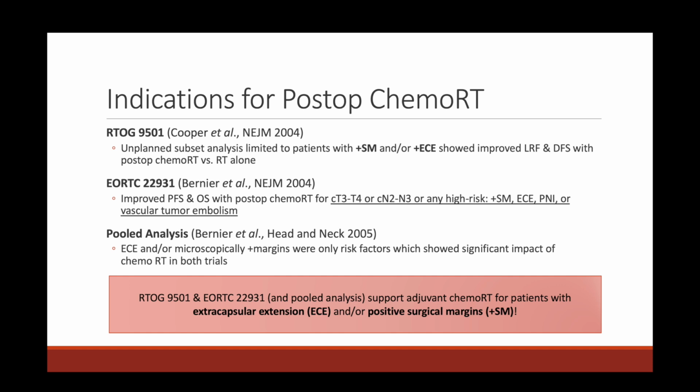And again, nothing in medicine is black and white, so the decision to add concurrent chemotherapy is very nuanced, and if there is significant perineural invasion or any of those other high-risk factors that were shown in EORTC 22931, again, a multidisciplinary discussion involving the surgeon and the medical oncologist is very, very important to decide if we think we need to add adjuvant chemotherapy for other high-risk factors. But the textbook indications for adjuvant chemoradiation are extracapsular extension and positive surgical margins based on these two trials and their pooled analysis.